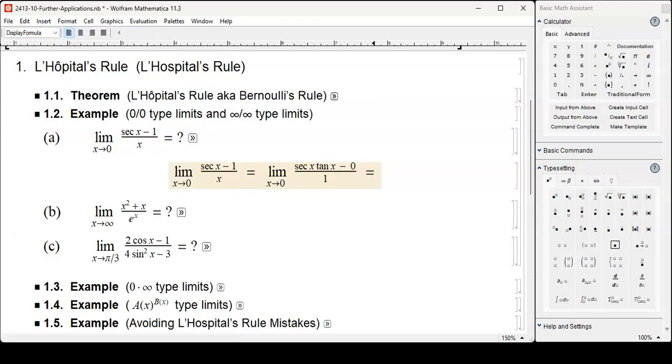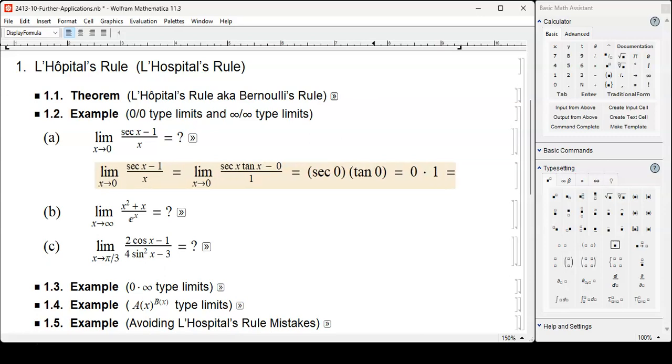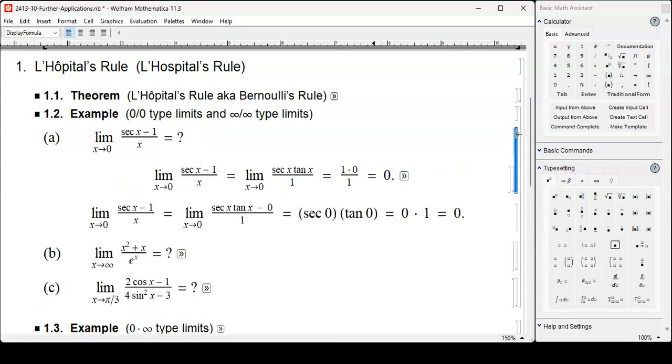And then let's plug in x equal to 0. What do we get? Secant of 0, what is secant of 0? Secant of 0 is 1. Tangent of 0 is 0, so this is 0 times 1, so the answer is 0. So what do we have here as an answer key? Yes, the very same computation and the same answer.